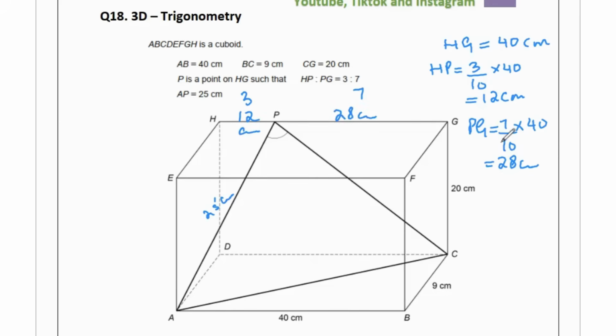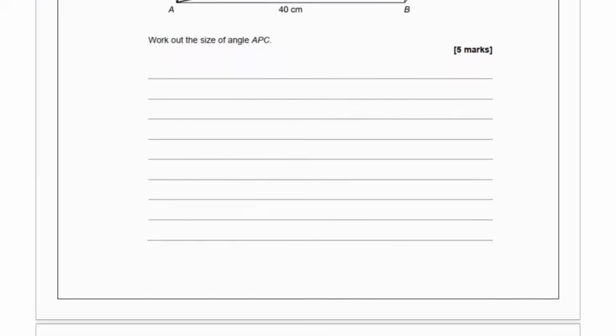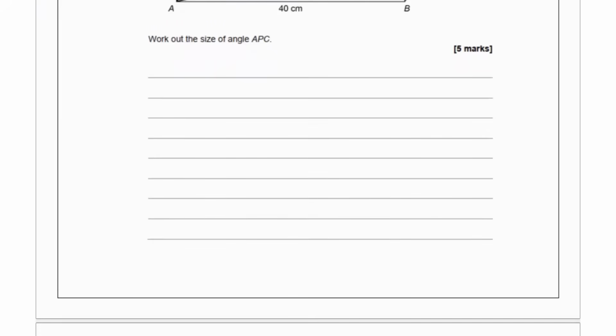So if you notice in the cuboid, the corner angles are 90 degrees, which means this is 90 and this is a 90. So using these two right angle triangles, we can figure out the length of AC and PC. And once we have those, you will realize that we have all three lengths for this triangle. And if we have all three lengths, we can use the cosine rule. So using cosine rule, we can figure out the angle APC. So let's begin with finding the first length, which is AC.